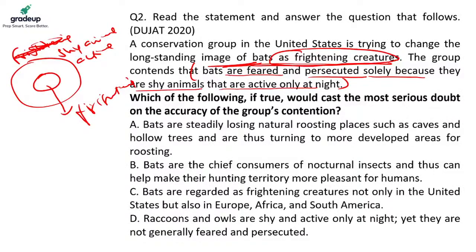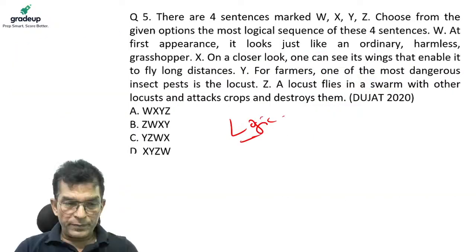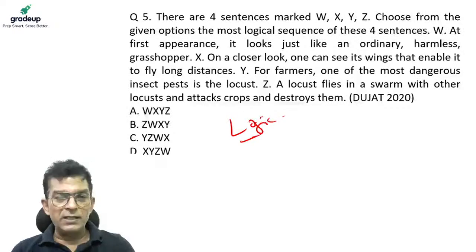But the question says, prove the group wrong. Say that if there is an animal which is shy and active at night, it will be frightening. In which case, you want to prove it wrong by telling that just because they are shy and they are active at night, they are frightening. Try this. Which one is the answer? Tell me.